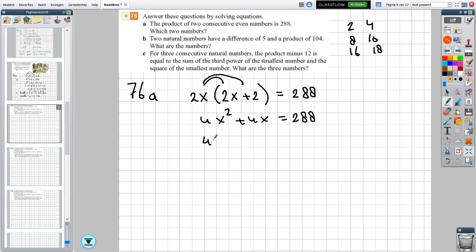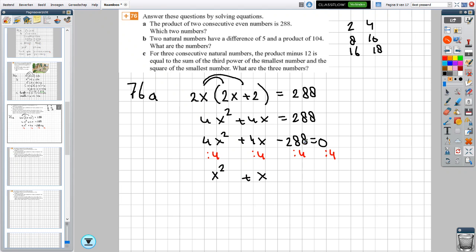Get 288 to the other side. We do that by doing minus 288 on the right hand side. Then we should do it on the left hand side also. Yeah, and now we don't have just x squared, we have 4x squared, right? So what we do is we divide all the terms by 4. Even the 0. Doesn't change anything, but just to be clear how this rule works. Then we get x squared plus x. What's this number going to be? I think it's going to be minus 72, right? Equals 0. And yeah, this one you should solve using the product sum method.